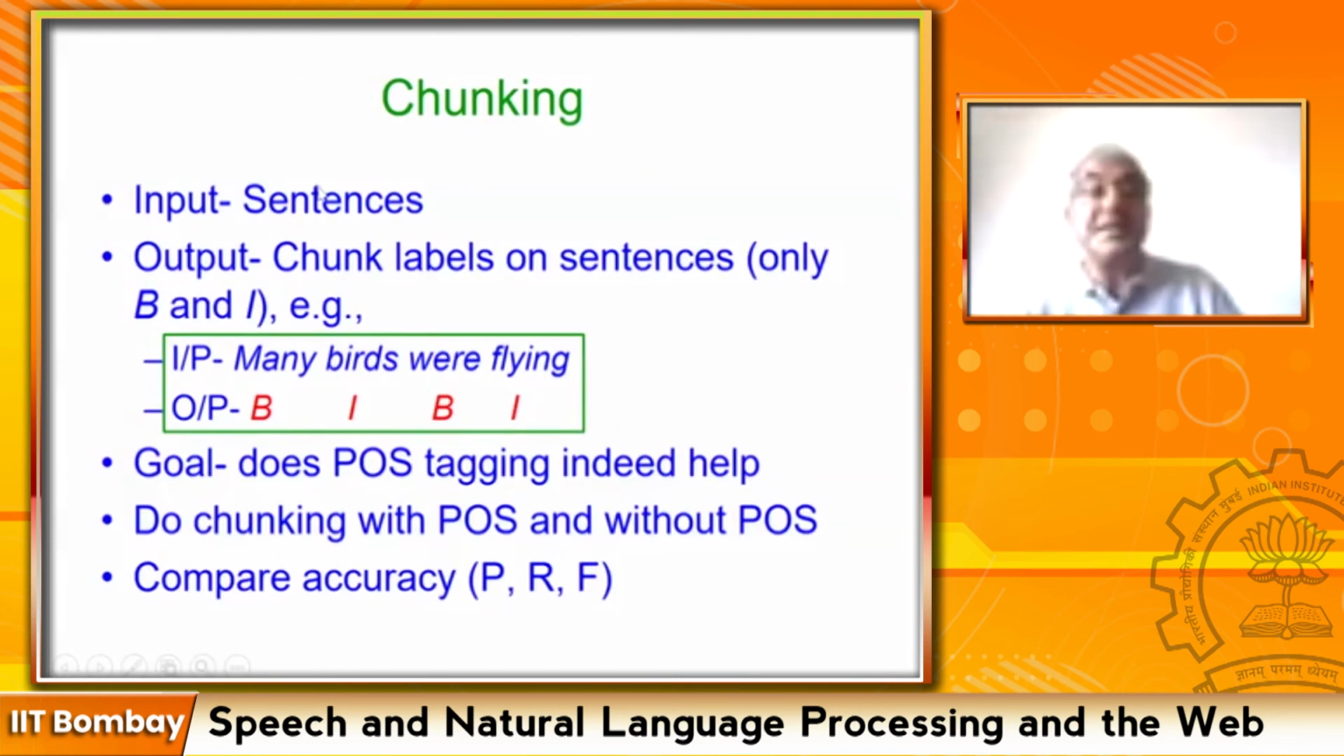Your next assignment will be on chunking. The input will be sentences. The output will be chunk labels, only B and I. So if the input is "many birds were flying", you will have two chunks, BI, BI. The goal of this assignment is to find out whether POS tagging indeed helps. So you will do chunking with POS tagging and without POS tagging. Chunk the words directly, with no POS tagging. Do you see any difference in the accuracy?